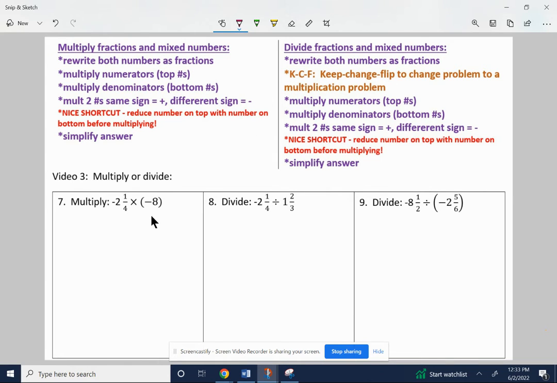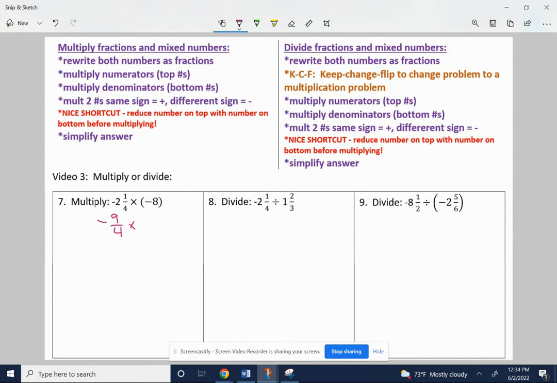So when you're multiplying two fractions or mixed numbers, you first want to make sure they're both fractions. So -2 1/4 and -8, I'm going to make those into fractions. I'm going to take 4 times 2 and add 1, and I get 9. 4 times 2 is 8 plus 1 is 9/4. It's going to be -9/4.